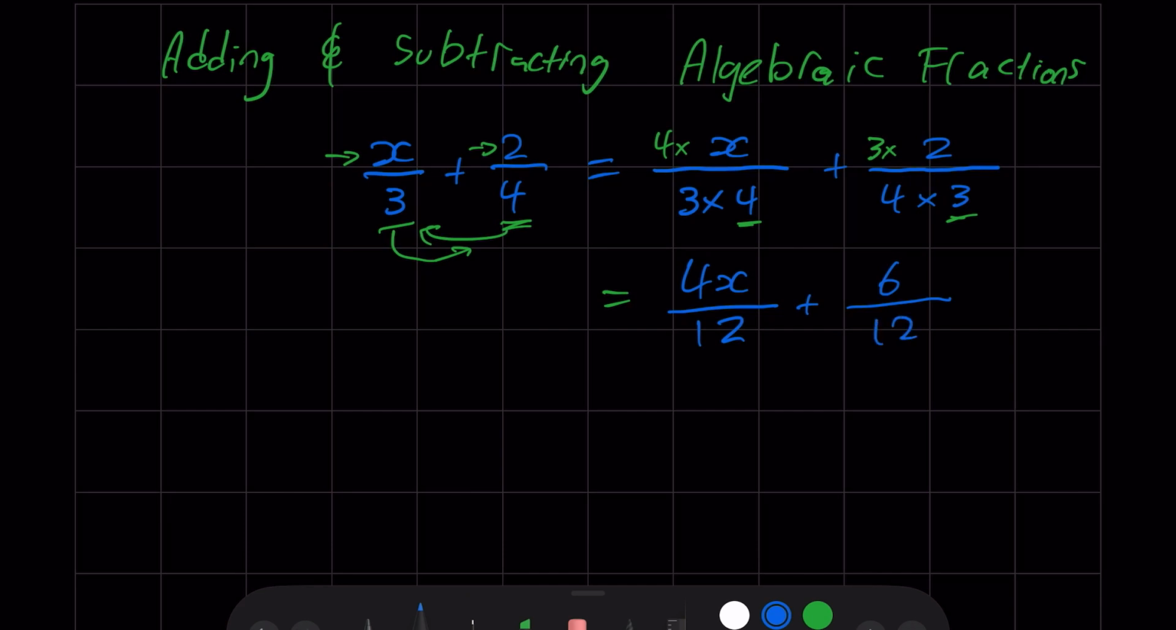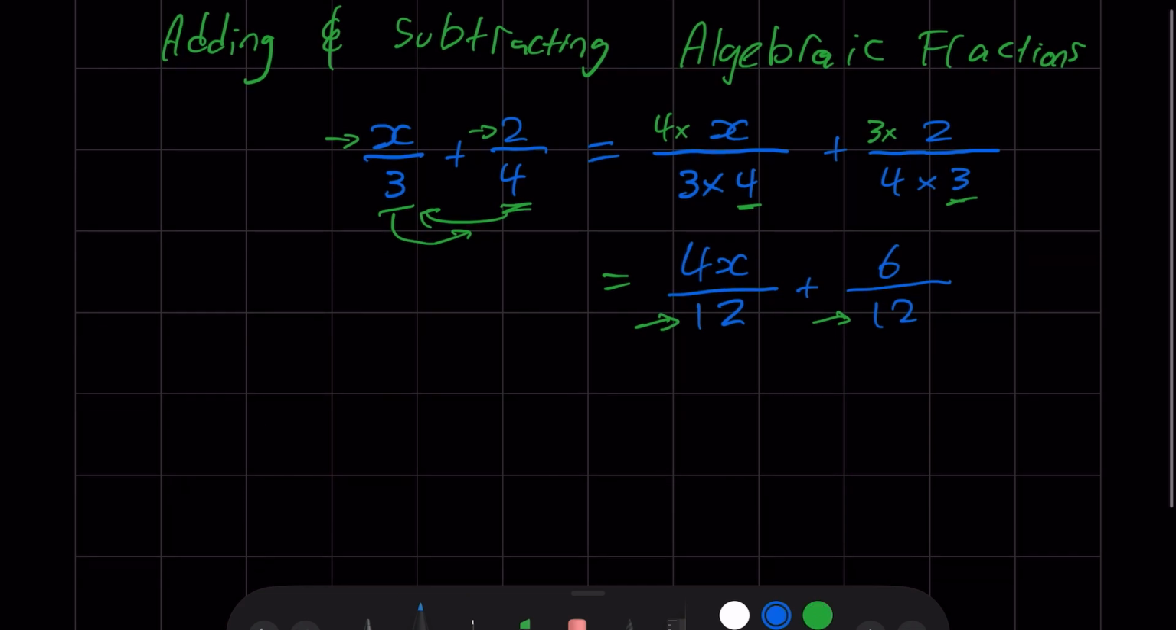Now, do you remember at the start I said that our denominators have to be the same number? Well, look at this. Our denominators are the same number. Which means that it is as simple as just adding things now. We can just write 4x plus 6 over 12. And that is our answer. 4x plus 6 over 12.